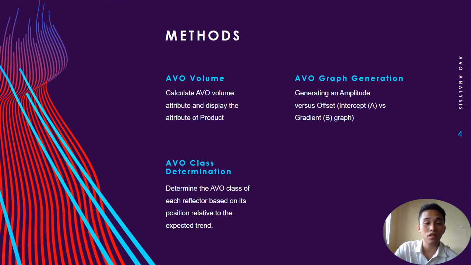The first method is calculating the AVO volume attribute and displaying the attribute of the product, which is the Poisson ratio. Then the AVO graph generation, where we will be generating an amplitude versus offset graph, or intercept A versus gradient B graph, on the GeoView software. And lastly, determining the AVO class. We will be determining the AVO class of each reflector based on its position relative to the expected trend.